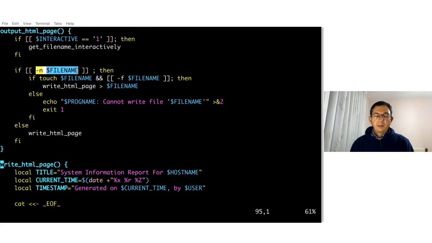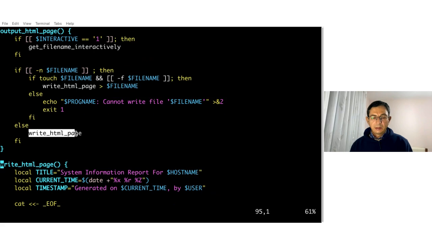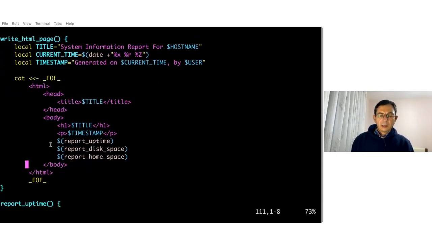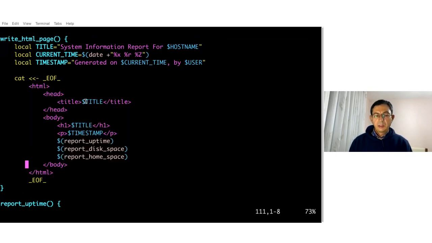Now, if the file name is empty, so there is no file name in this variable, then we come to this case, else, and we write the HTML page to the standard output. So this function actually writes something to the standard output. And this is the body of HTML. And we are using these variables here that we declared above, title and timestamp.